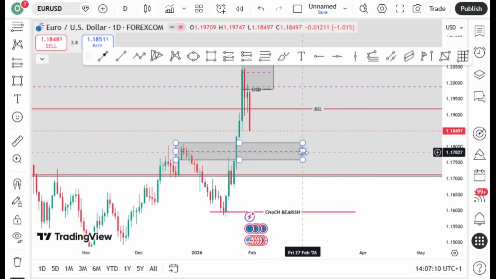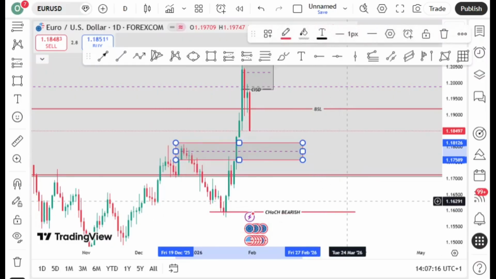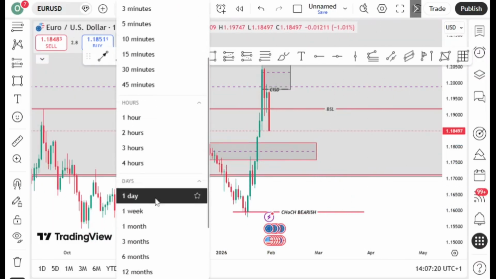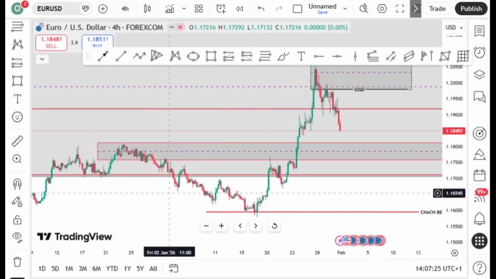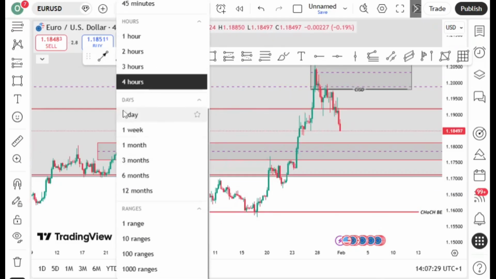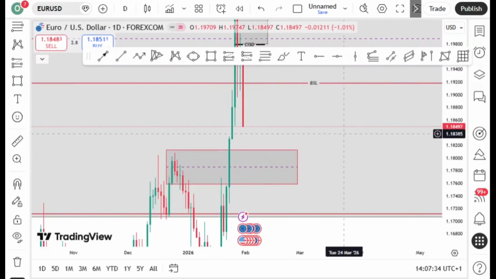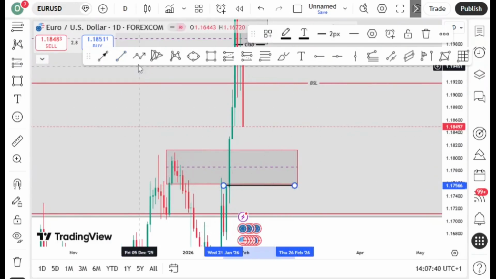So I'll be picking in here as my flip zone. Let's see what market has to do in regards to this. From the 4 hour time frame, we can see it's more of a break and retest area. And if we look from the daily, we can see this is actually a fair value gap, an FVG.